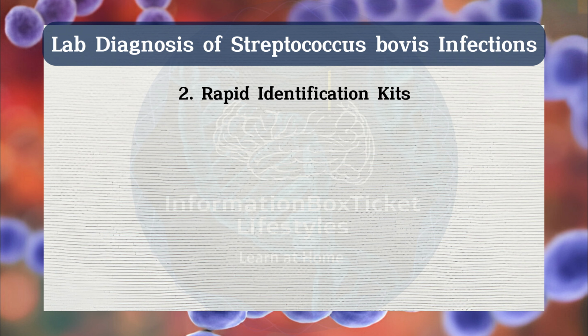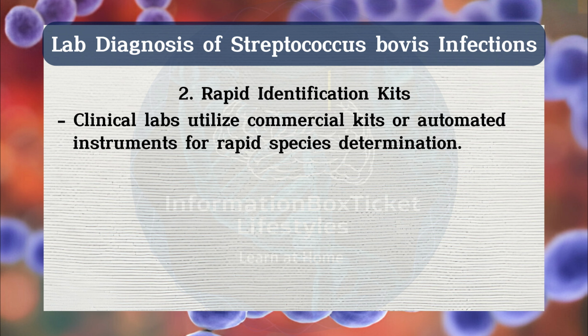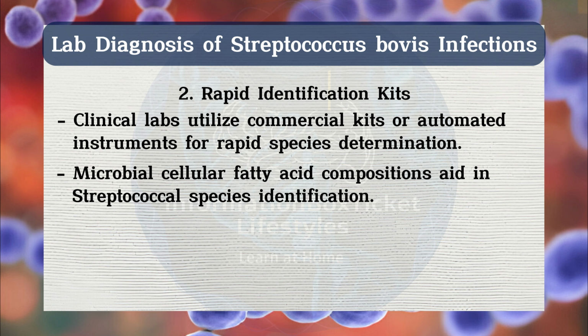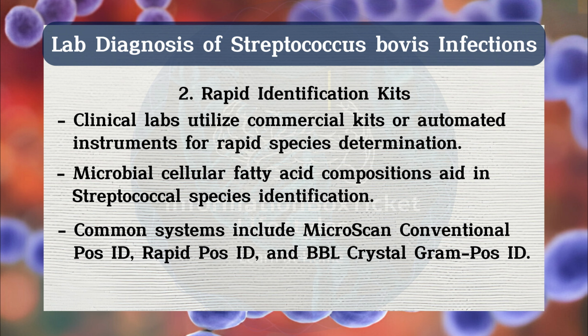2. Rapid identification kits. Clinical labs utilize commercial kits or automated instruments for rapid species determination. Microbial cellular fatty acid compositions aid in streptococcal species identification. Common systems include MicroScan Conventional Pos ID, Rapid Pos ID, and BBL Crystal Gram-Positive ID.